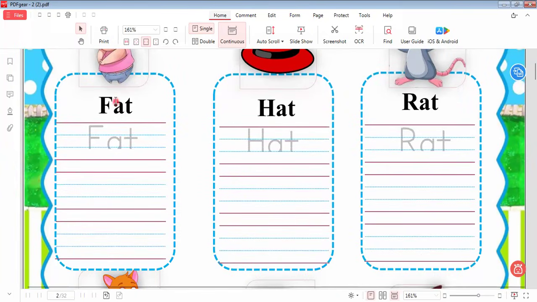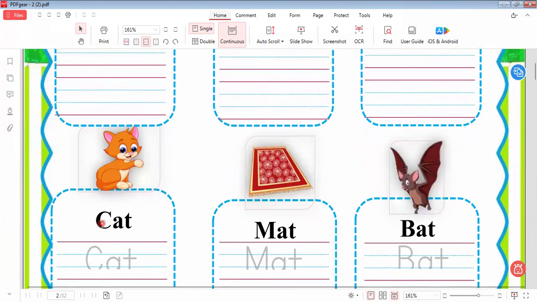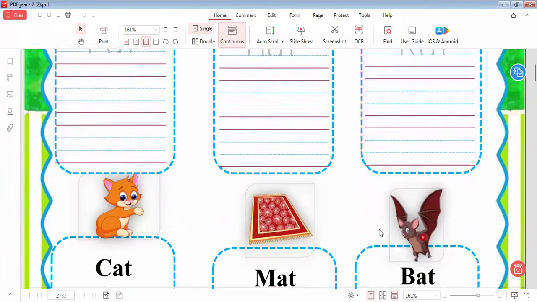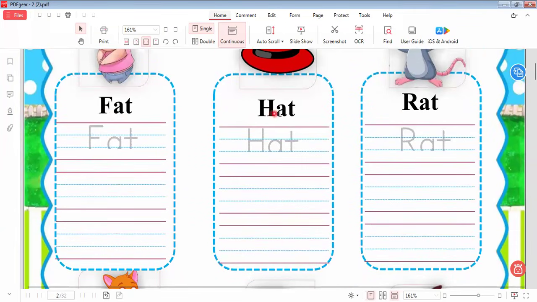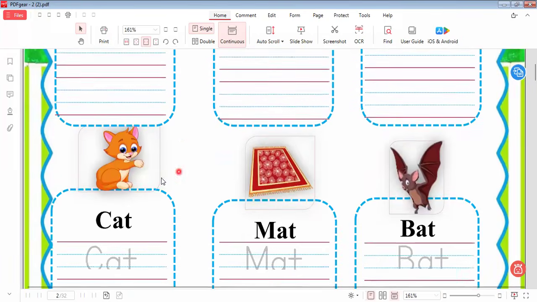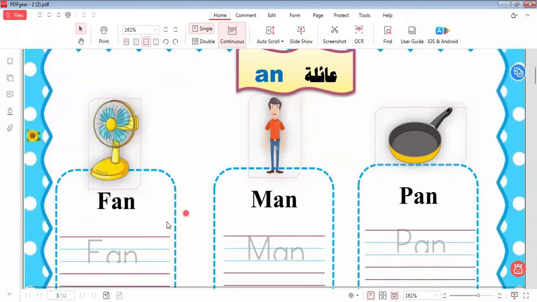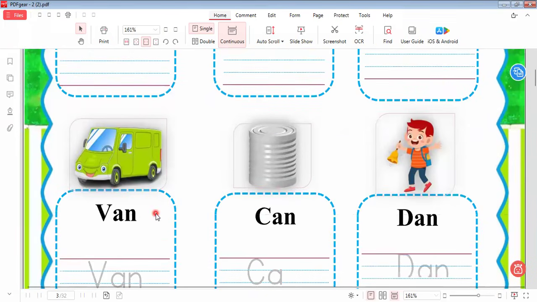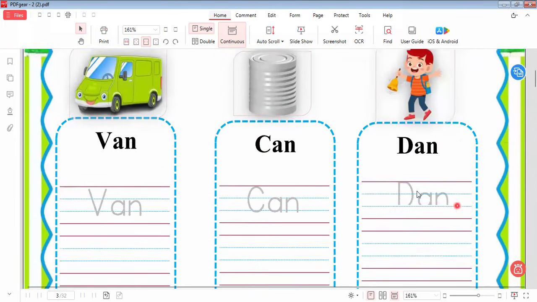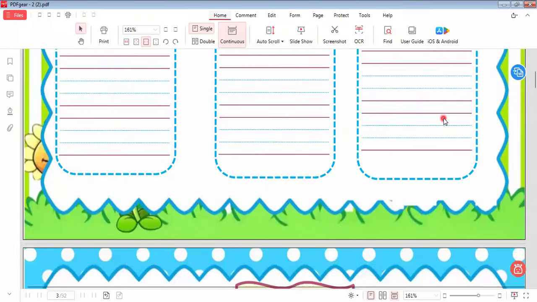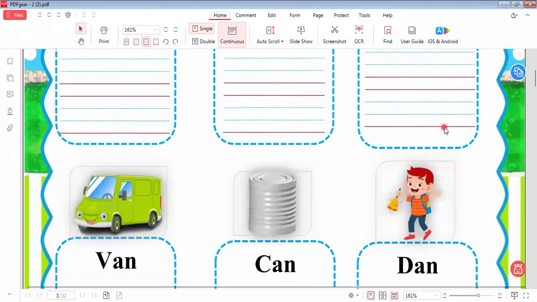Here is fat, hat, rat, cat, mat, bat. So I would like you to repeat with me: fat, hat, rat, cat, mat, bat. Okay, let's pronounce A-N. Fan, man, ban. Van, can, dan. So I would like you to repeat this pronunciation.